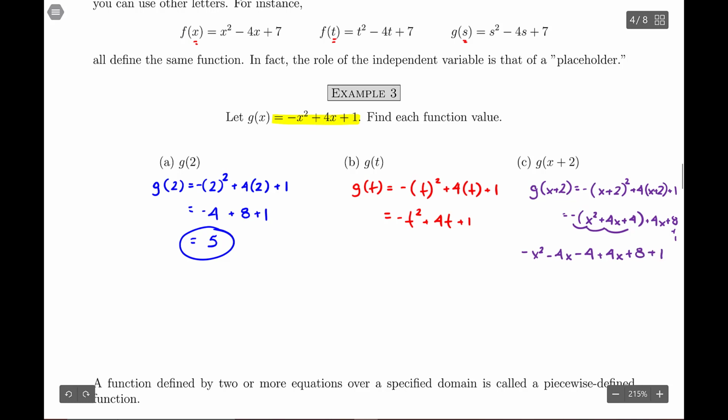And then I'll combine like terms. So I get negative x squared. Negative 4x plus 4x is 0. Negative 4 plus 8 is 4. 4 plus 1 is 5. And so I get g of x plus 2 reduces to negative x squared plus 5.